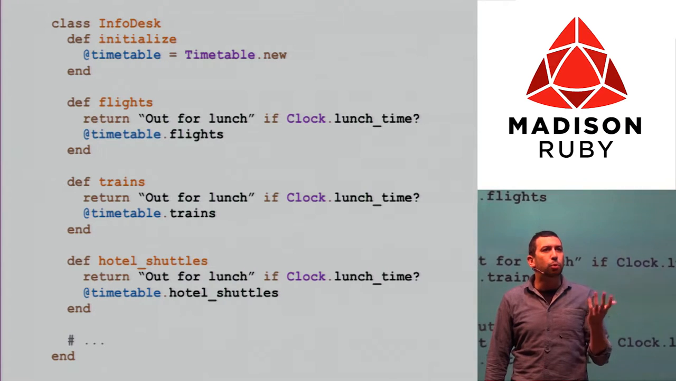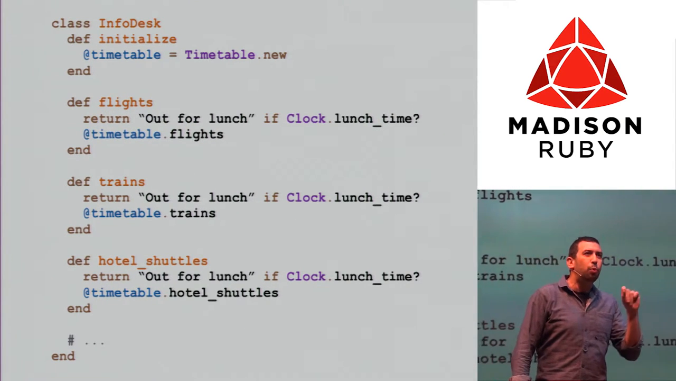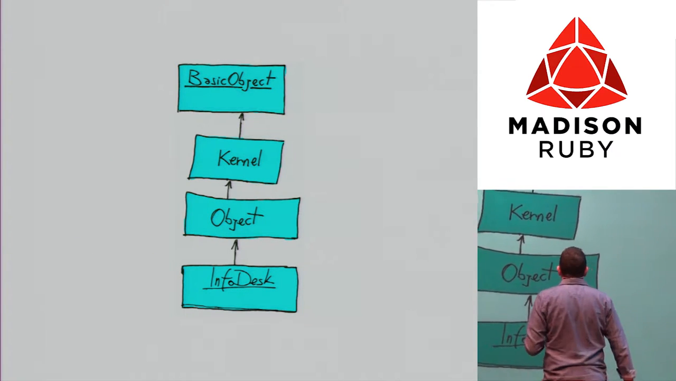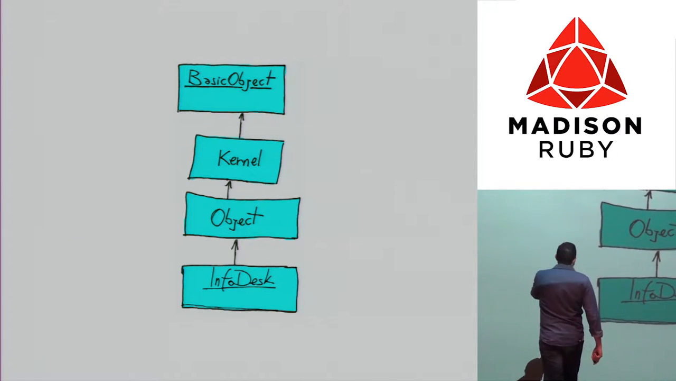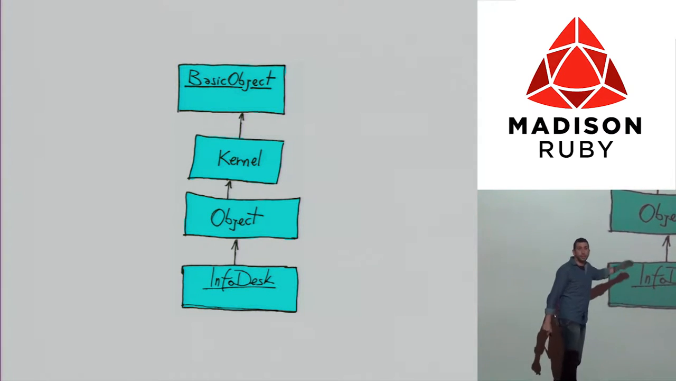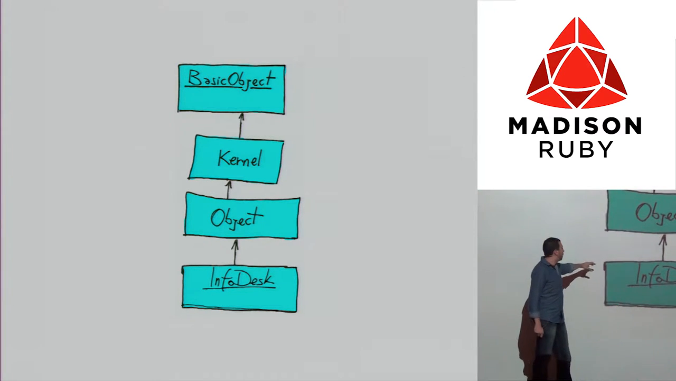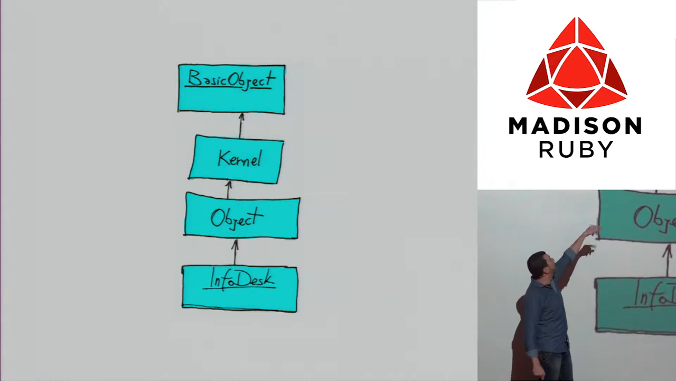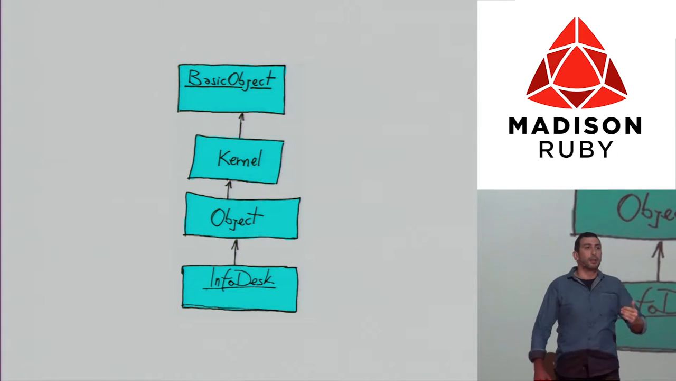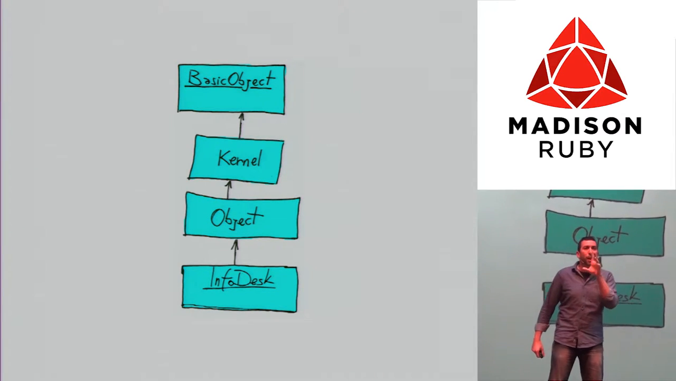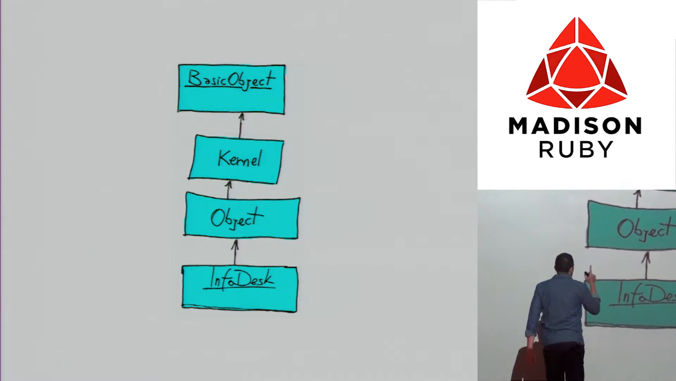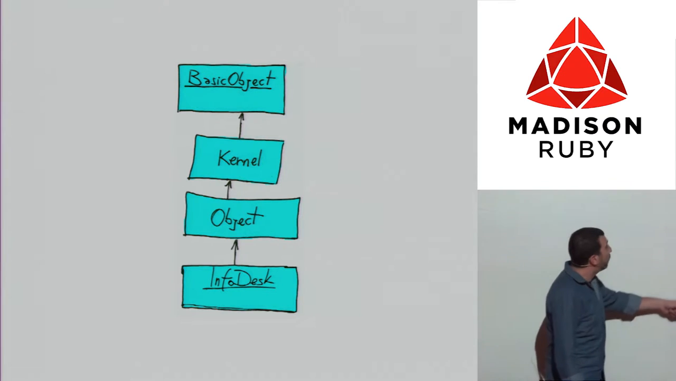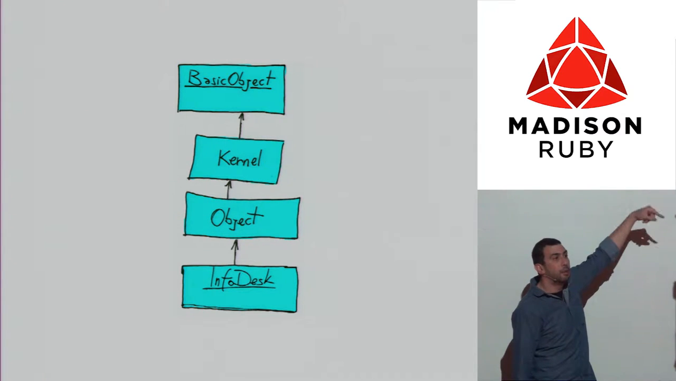How does method missing work for people who don't know? What happens when you call a method on a class like InfoDesk? In Ruby, what happens is that each class has a chain of ancestors, typically through inheritance. So InfoDesk inherits from Object, which includes a module named Kernel, and inherits from BasicObject, so that's the chain. And Ruby, when you call a method on the info desk, will go to the bottom of the chain and look for the method there. And if it cannot find the method, it will start walking up the chain to look for the method.